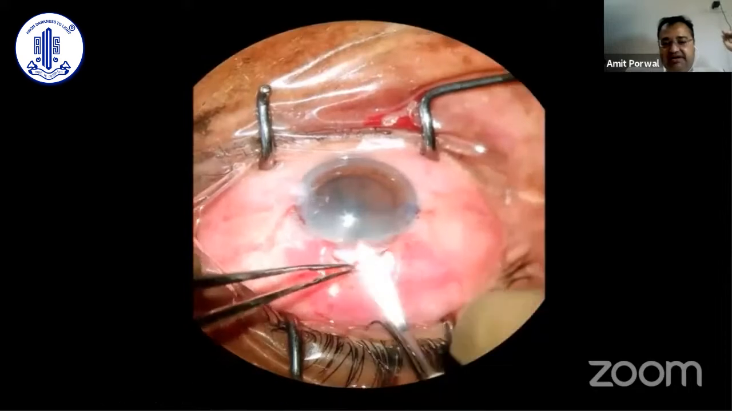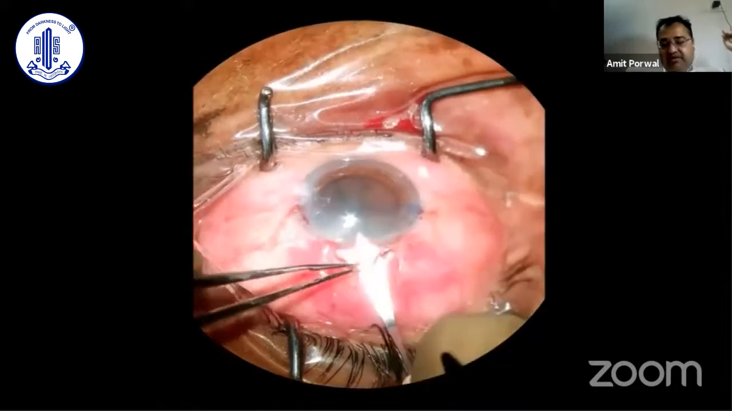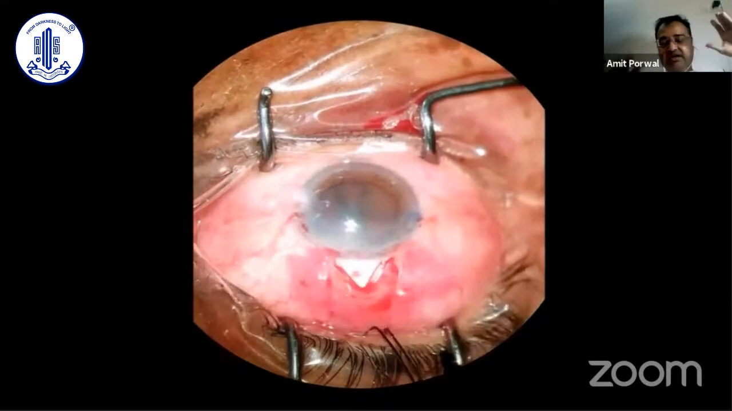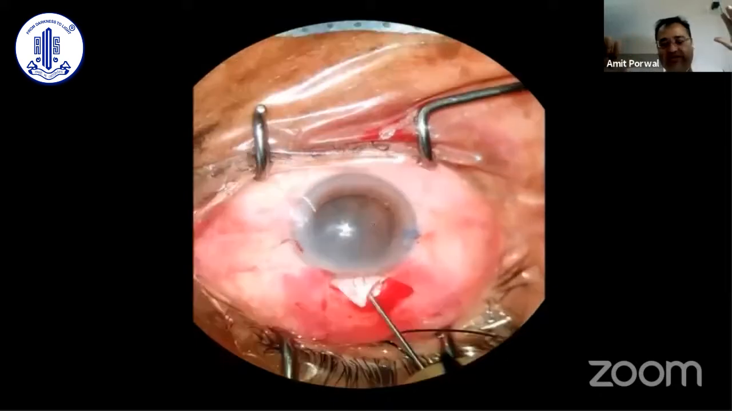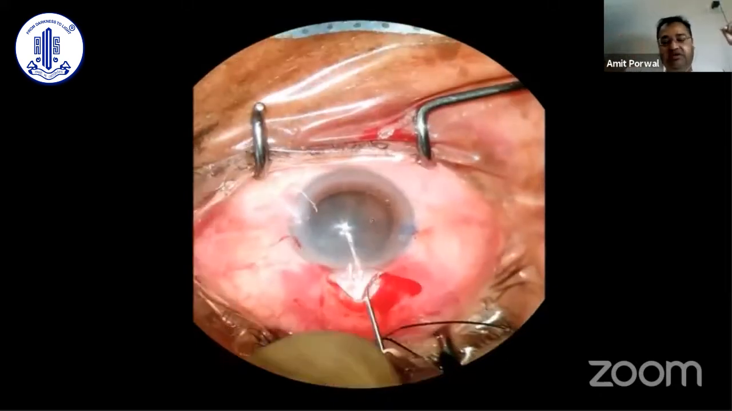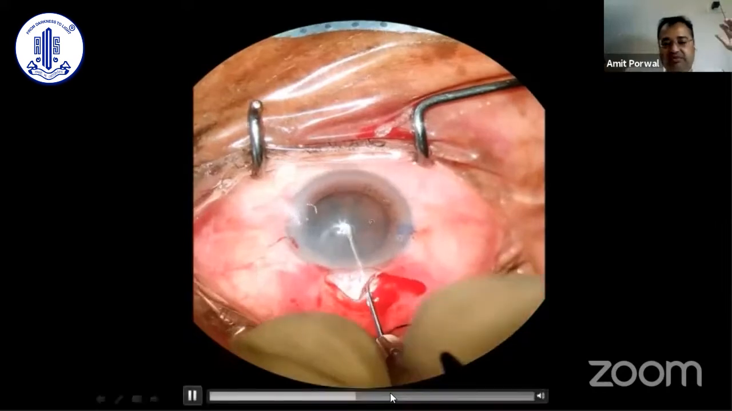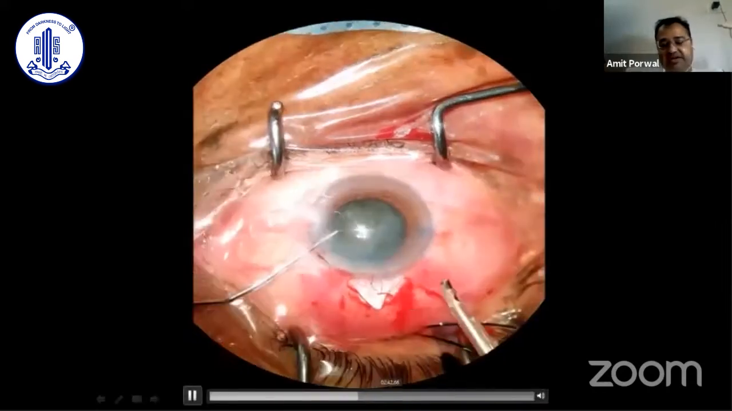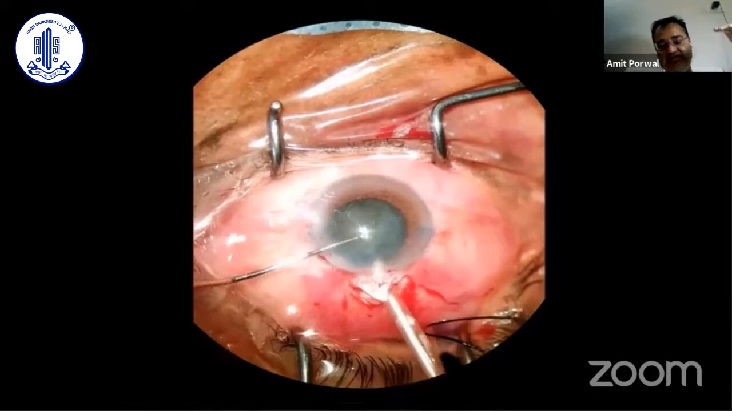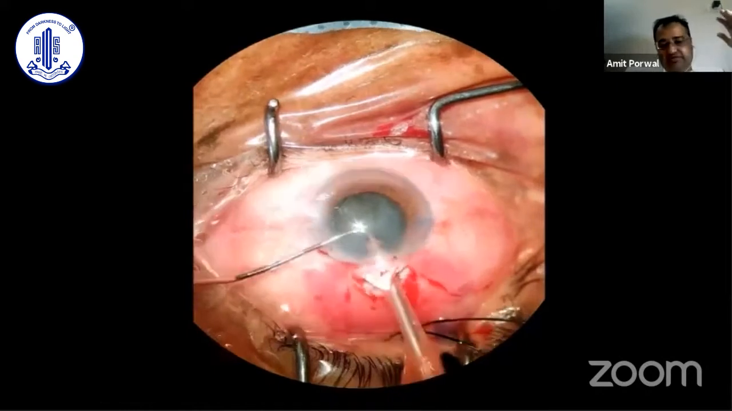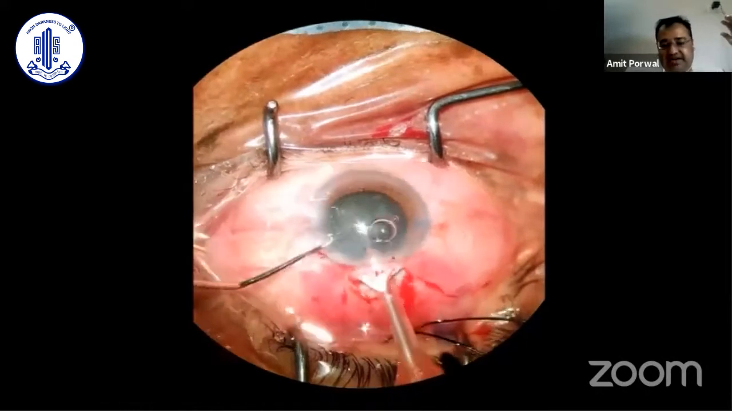You enter the anterior chamber through this little flap. And now, once you have entered this, you are going to do the phacoemulsification at the same superior site. So all your steps remain the same. All the precautions of phacoemulsification, which I had discussed in my previous video, are followed. So you are doing the phacoemulsification at the same site.